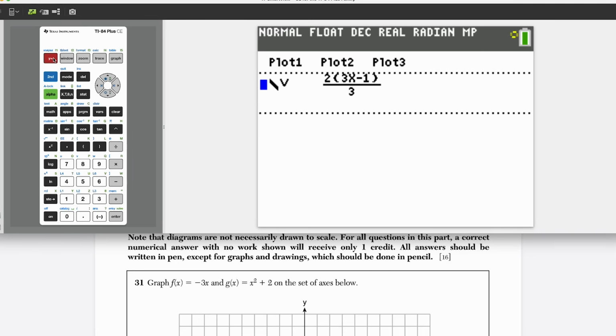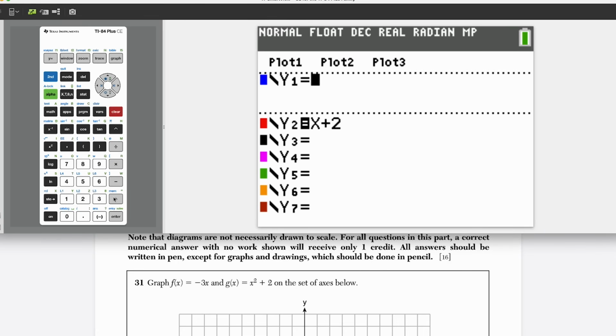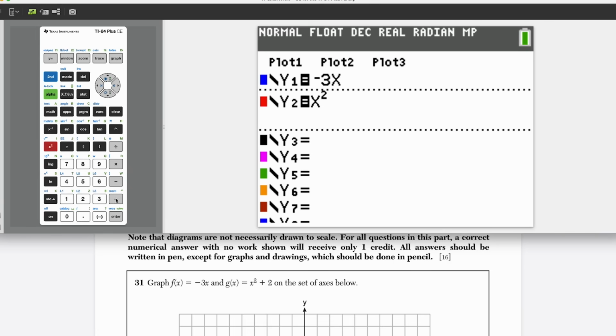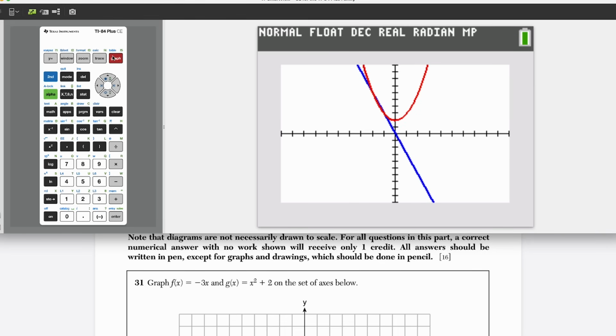So we go to y equals, and we're going to type in negative 3x as our first function here. We have f of x equals negative 3x. So that's going to go in the y1 spot. And then for y2, we're going to write our second function, g of x equals x squared plus 2x. So we have x to the second power and then plus 2x. But now we press graph and we get a picture.